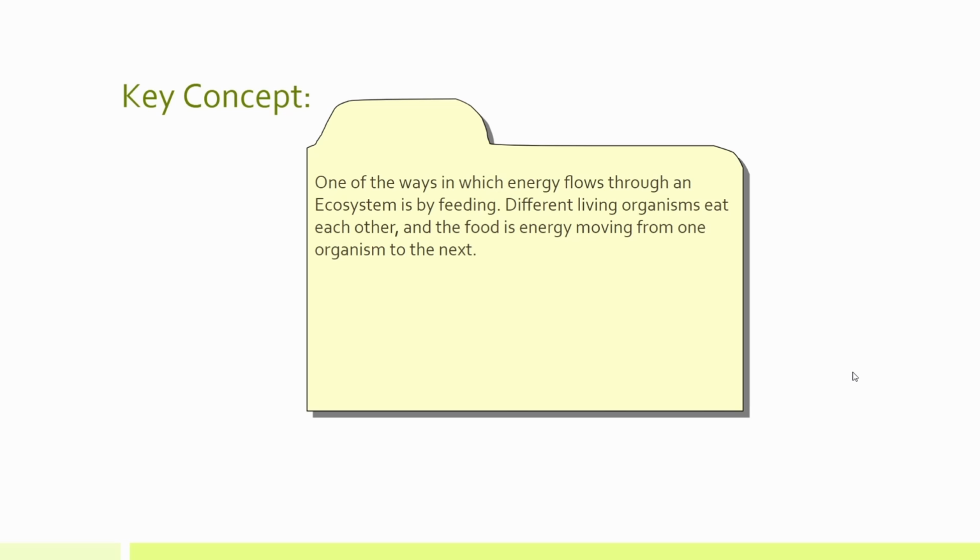One of the ways in which energy flows through an ecosystem is by feeding. Organisms eat other organisms, or autotrophs, and different living organisms eat each other. And the food is energy moving from one organism to the next.